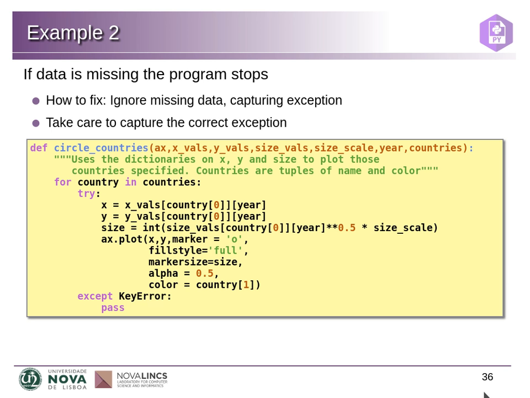So this is what we're going to do. We tell the interpreter to try to do this. If there is a key error exception, then just move on, pass on to the next one, and ignore it.